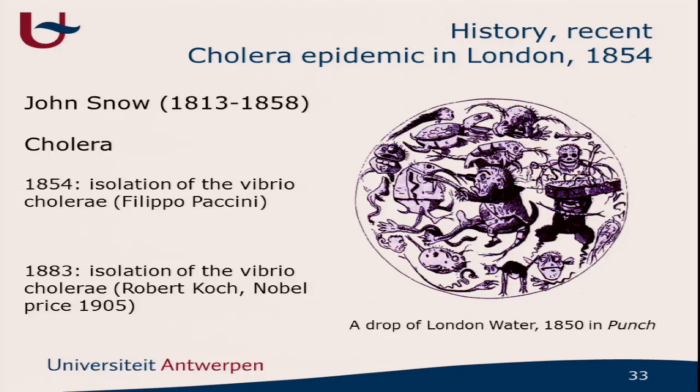Again, if you look at the history, you will find different versions of the same history. So the identification of the Vibrio cholerae is attributed to Robert Koch, but in fact already in 1854, in the same period as the story of John Snow, there was an Italian scientist, Filippo Pacini, who isolated the Vibrio cholerae in 1854.